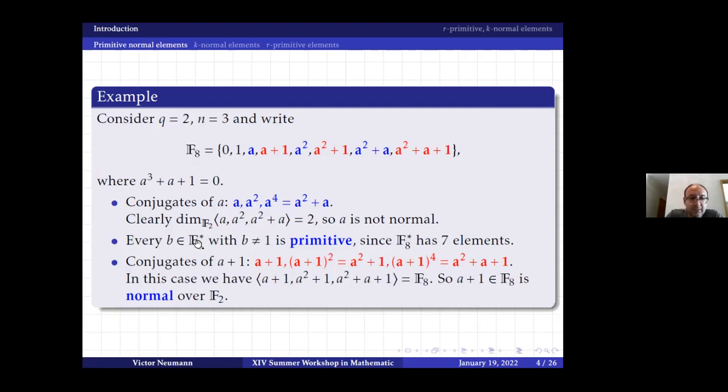We also may see that every element which is different from 0 or 1 is primitive, because this cyclic group is of order 7. So every element which is not 1 is a generator of this cyclic group. And if we calculate the conjugates of a plus 1, we may see that they are linearly independent, and so they generate the whole space. And so a plus 1, a squared plus 1 and a squared plus a plus 1 are all normal elements of this field. So here in red are the normal elements, in blue the not normal elements, and all of them are primitive. So we have here, for example, 3 primitive normal elements.